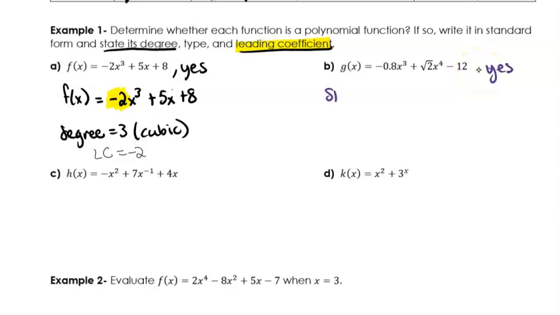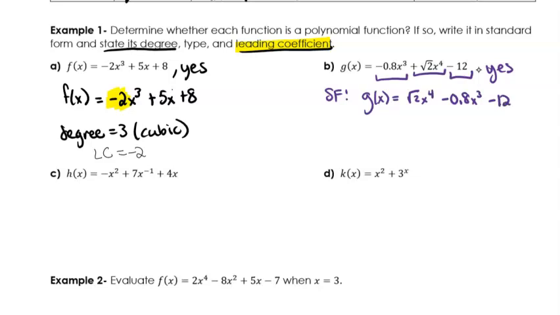So standard form, I'm going to put SF for standard form. Remember you write your highest power first, so that was this x to the 4th. So first we're going to start with square root of 2 x to the 4th. Okay, now go down to your next power, which is x cubed, so that's minus 0.8 x cubed. Then do x squared, then x, but both of those are missing. So now the constant goes last, which is -12.